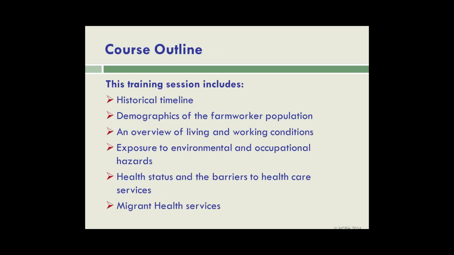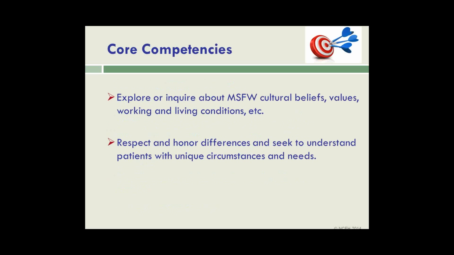Our course outline: this training session includes a historical timeline, demographics of the farm worker population, an overview of living and working conditions, exposure to environmental and occupational hazards, health status and barriers to health care services, and migrant health services. Core competencies include: we will explore or inquire about migrant seasonal farm worker cultural beliefs, values, working and living conditions. Also, we'll discuss respect and honor of differences and seek to understand patients with unique circumstances and needs.